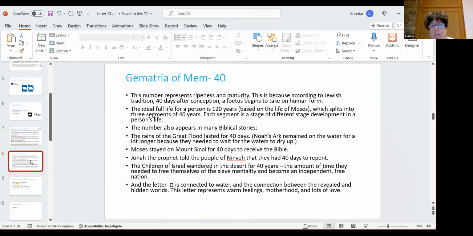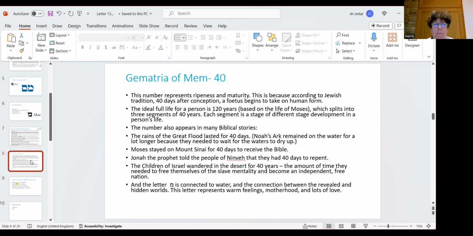Gematria straightforwardly of mem, the 40, not what it looks like, is another number that comes up loads and loads of times in the Torah. It tends to represent maturity and ripeness. In fact, there's a thing that you shouldn't learn Talmud before you're 40. So there is this whole idea of 40 being this ripe, mature age. There's also because the fetus is considered just a blobby water, a blastocyst, basically, for the first 40 days after conception.